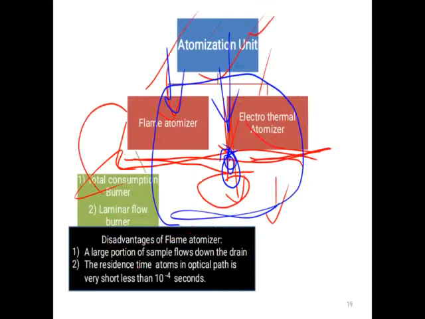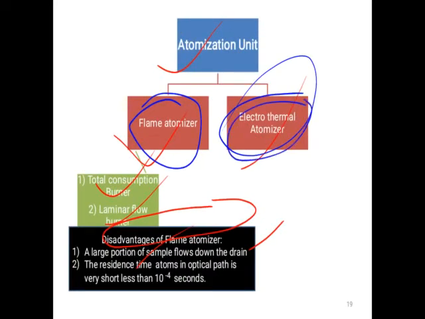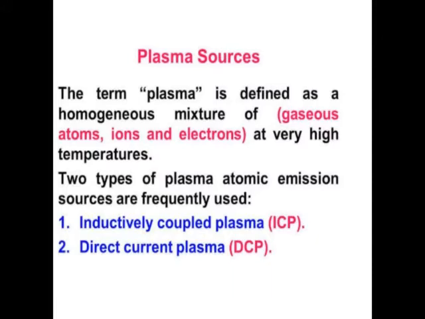So we have completed this electrothermal atomizer. This flame atomizer we will see in the next lecture. The next part is the plasma sources. Okay, so what is the plasma? Plasma is actually the high temperature source of ionized source gas. Okay, so the high temperature source that is produced from a gas source is called the plasma.